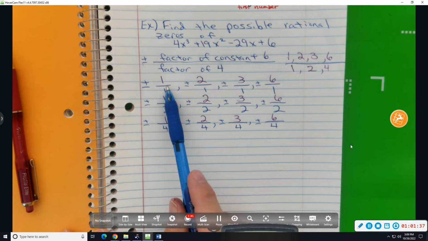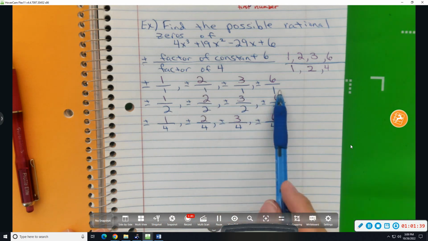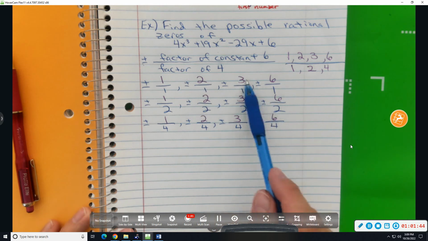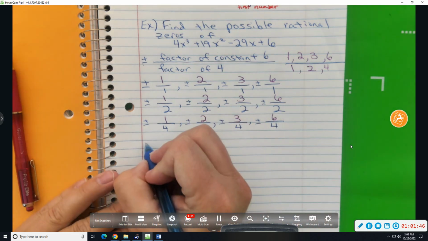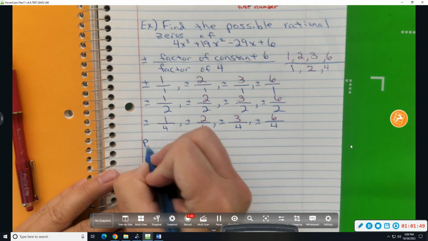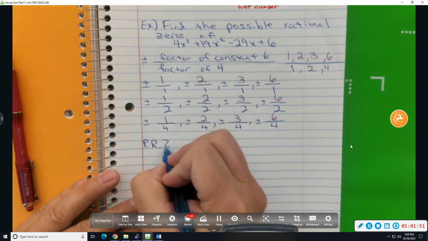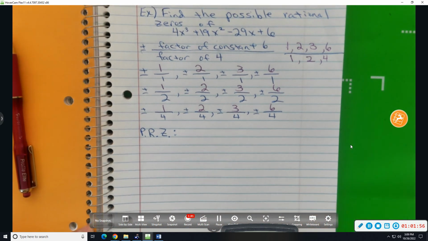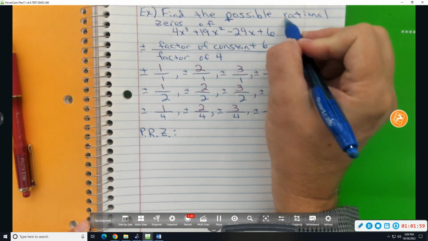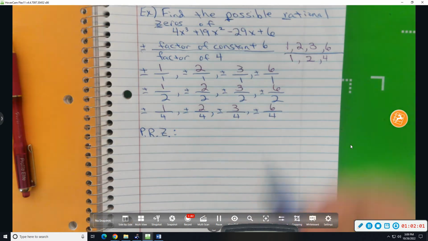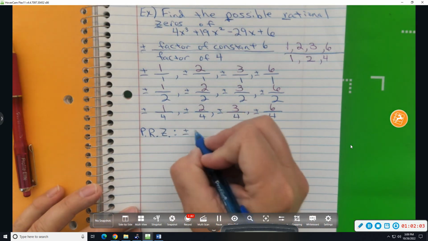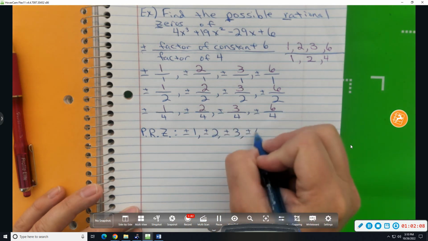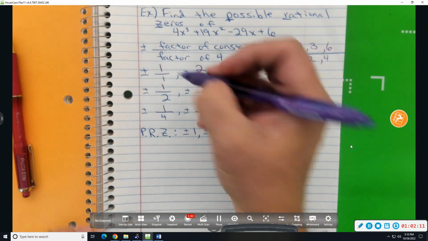The first row is easy. The things are all over 1. So 1 over 1, that's 1. 2 over 1 is 2. 3 over 1 and 6 over 1. So here's the final answer. My possible rational zeros. Notice the little notation I'm using, PRZ for possible rational zeros. We have plus or minus 1, 2, 3, 6. So we took care of these 4.